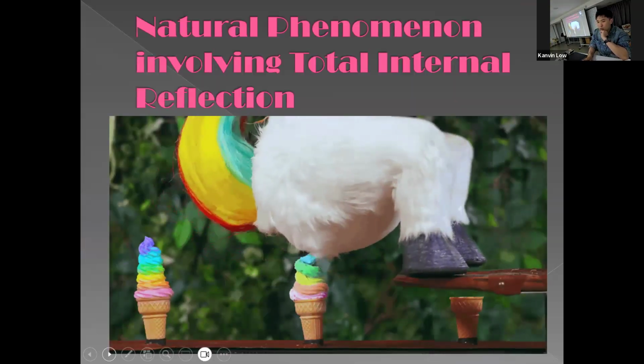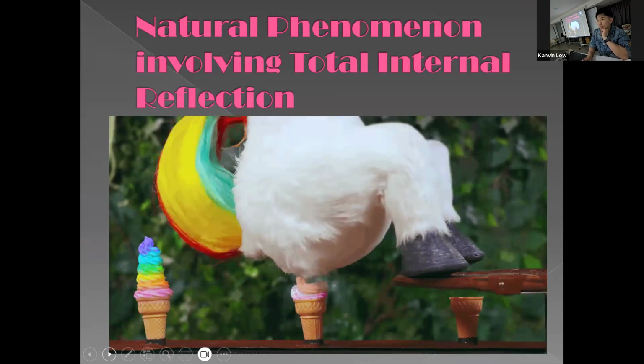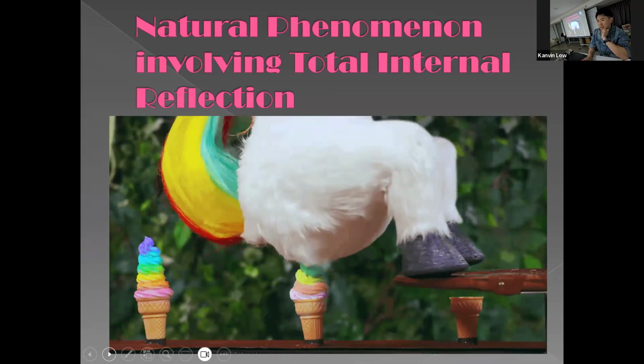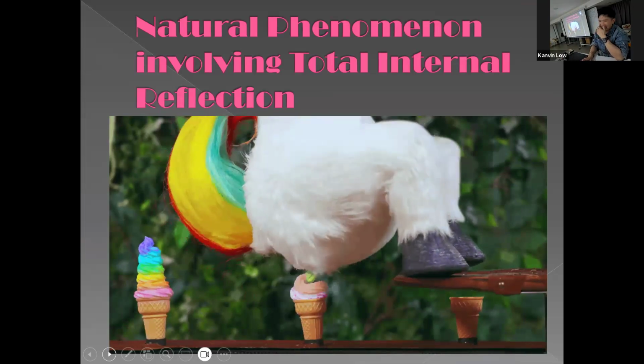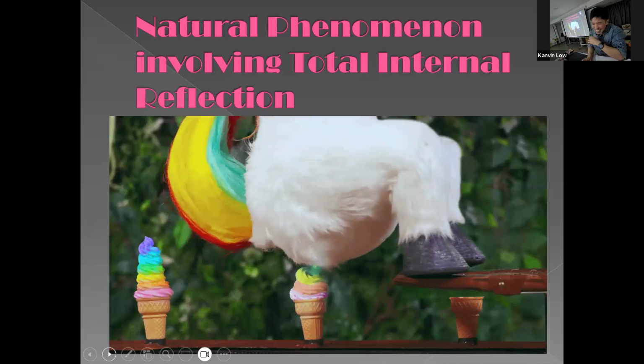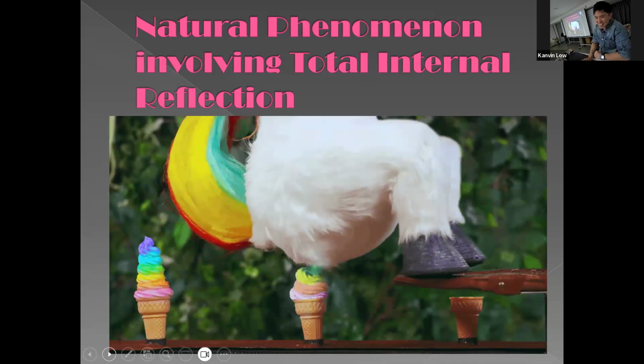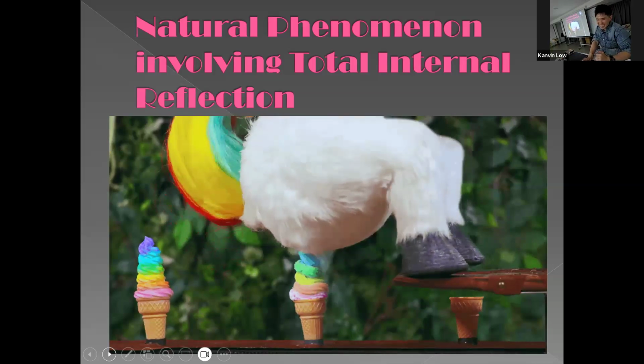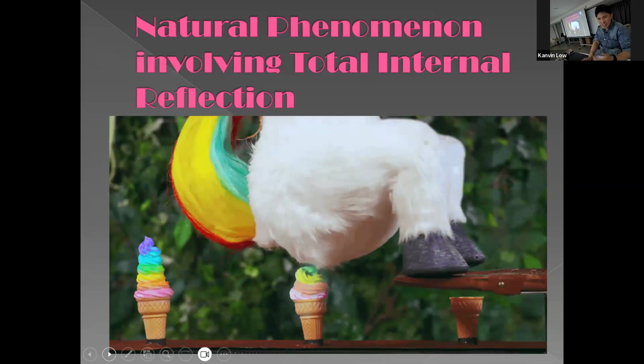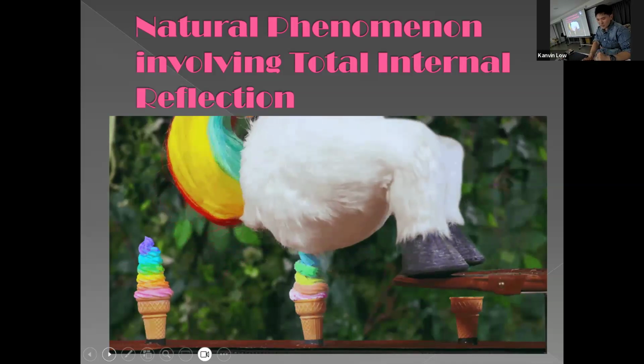So total internal reflection, students, it will be creating what? Oh yeah, Yan. That's my physics. Yeah. Anyway, my physics class always tends to go off-topic.